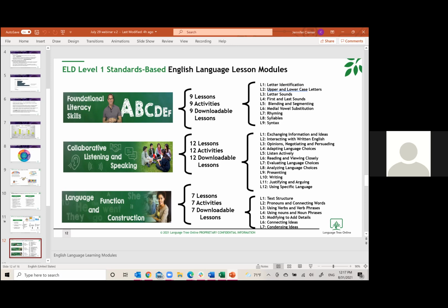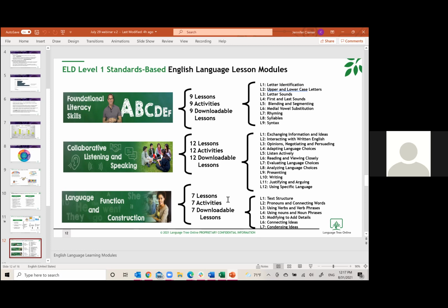Just to let you know too, each lesson covers a standard, and the complexity of the standard will determine how long the lesson is. Standards that have a part A, a part B, a part C will be longer than a real straightforward lesson like letter sounds in foundational literacy skills. And then the last bucket area, language function and construction, has 7 lessons.